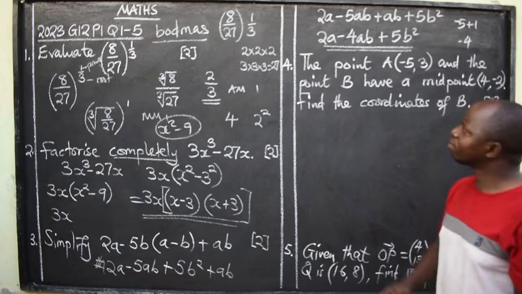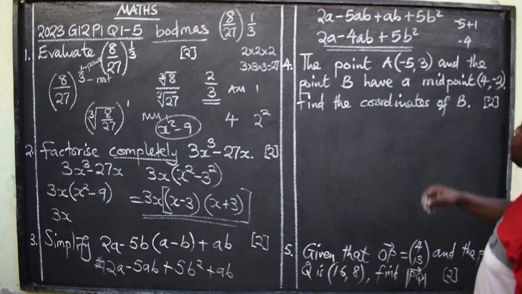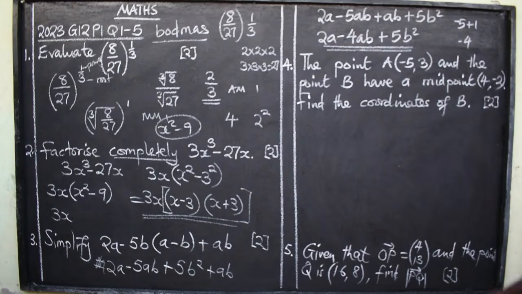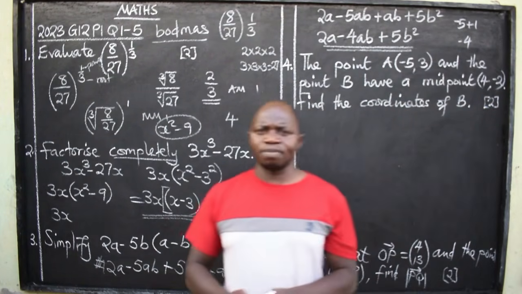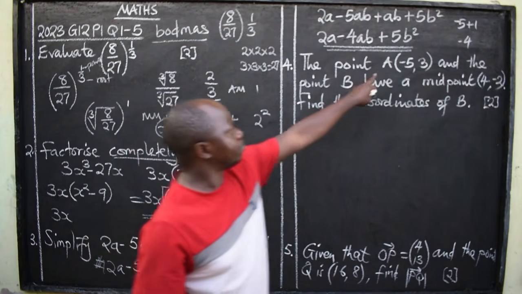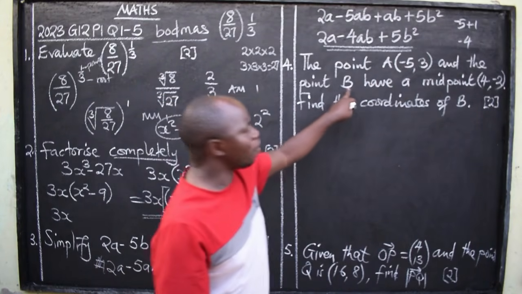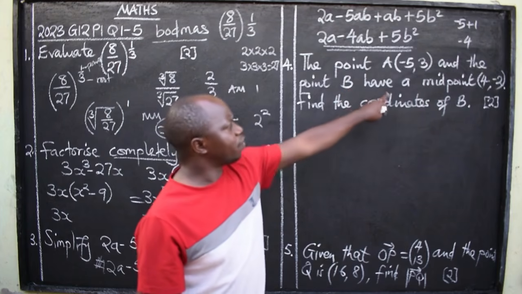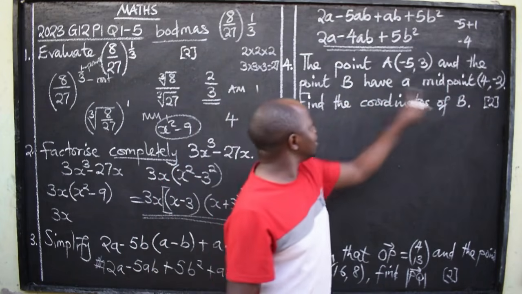The fourth question. The point A, which is -5, 3, and the point B have a midpoint 4, -2. Find the coordinates of B. 2 marks. What topic is this? This is called coordinate geometry. This is coordinate geometry. So now we have been given 2 points, point A and point B. Point A has got coordinates, but point B does not have coordinates. We have just been told that their midpoint is 4, -2. We need to find the coordinates of B.